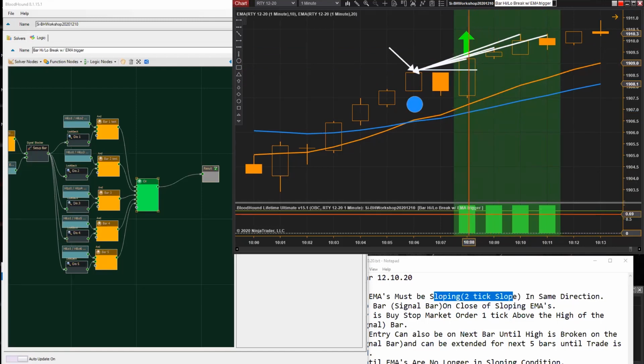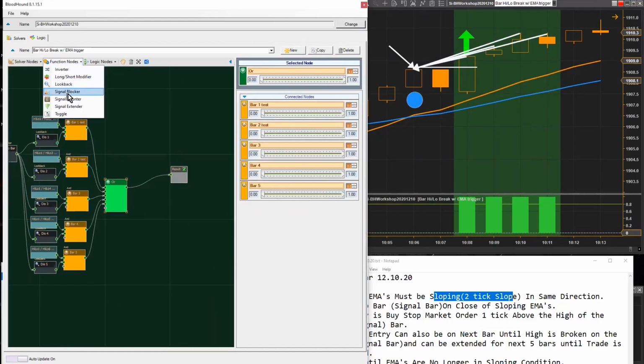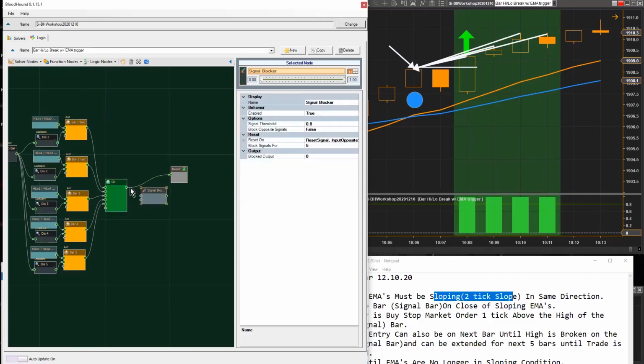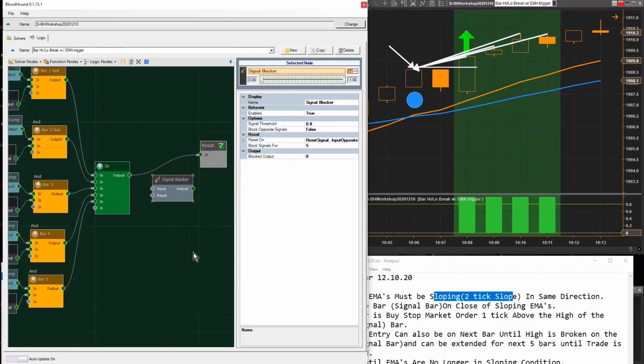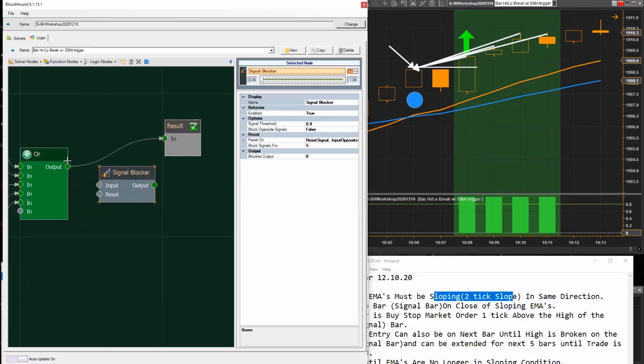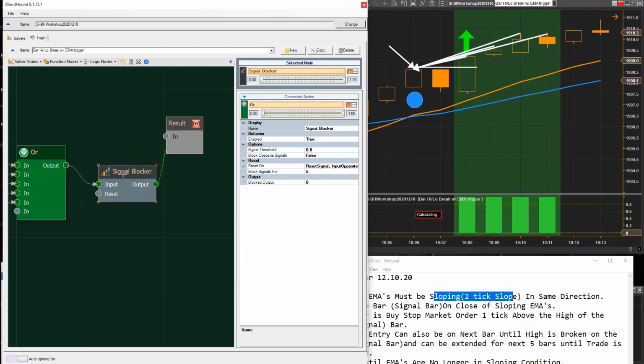So to get rid of these multiple signals, all we need to do is, once again, use a signal blocker. So we can just grab a signal blocker and zoom in here. There we go. It's connected into the input. Connect the output.